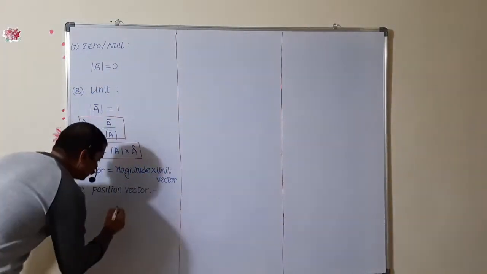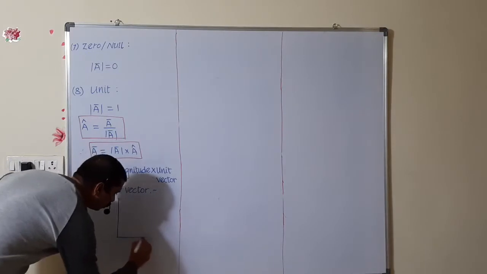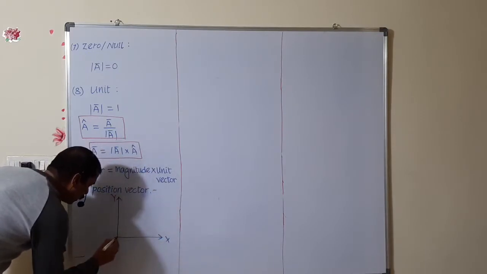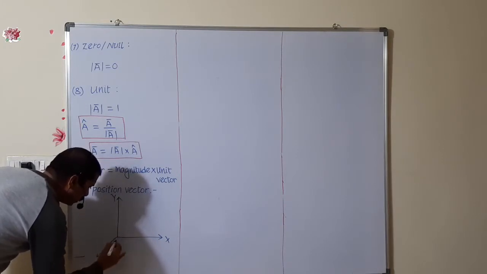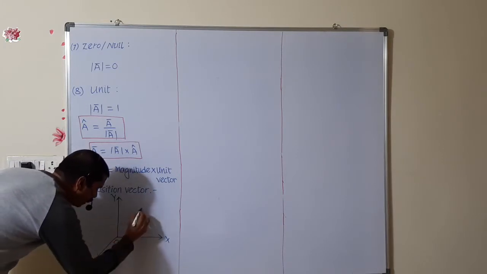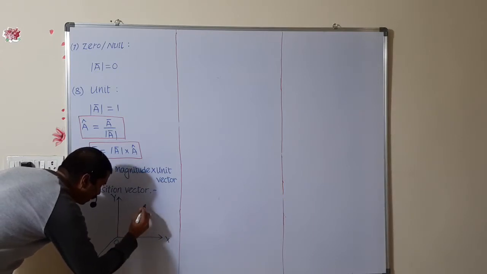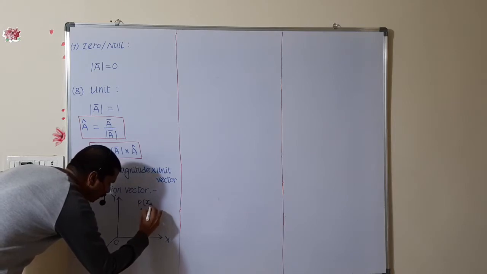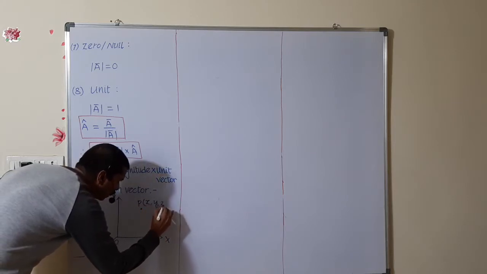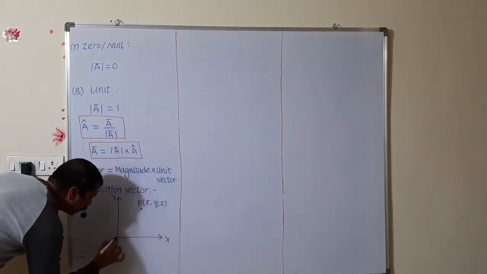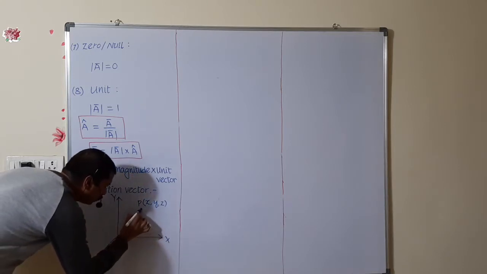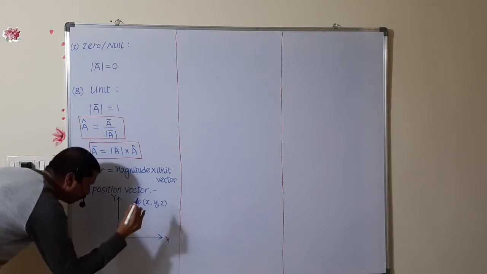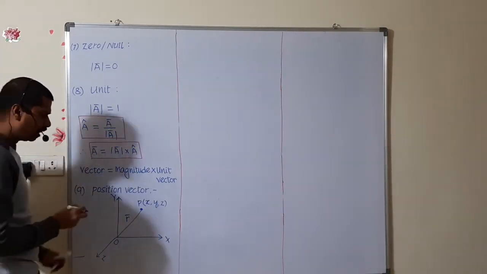Here I am taking one diagram with axes x, y, and z. This is the origin. At this point, here is one point. I am writing this point as P. P has the coordinates x comma y comma z. Now we write OP, which is represented by the R vector.